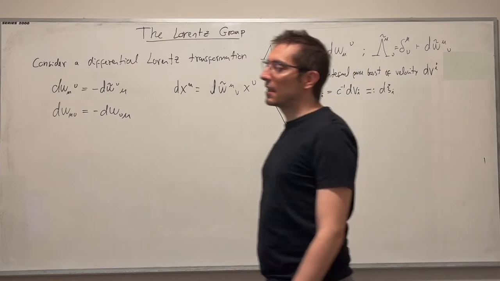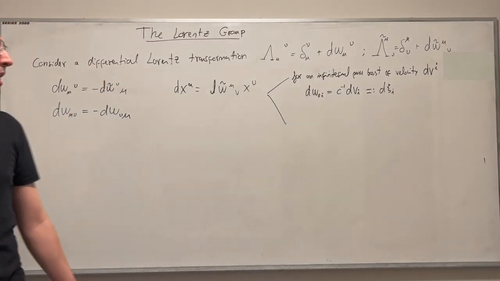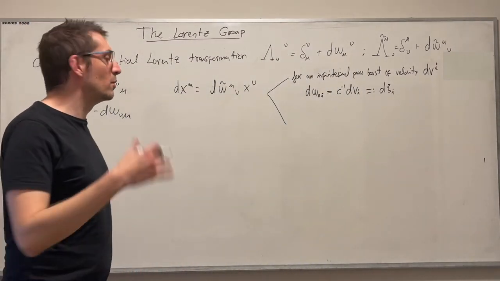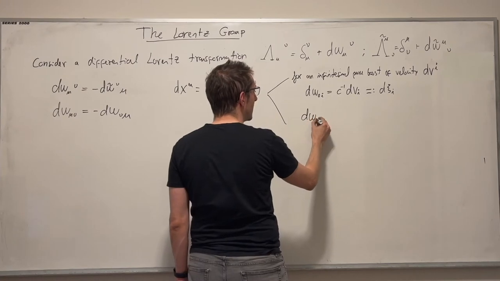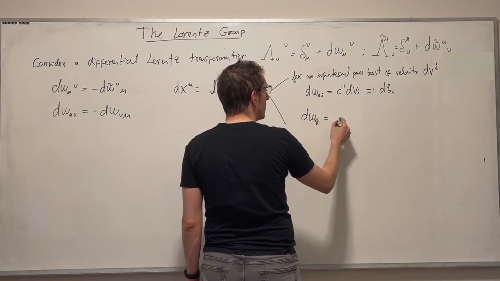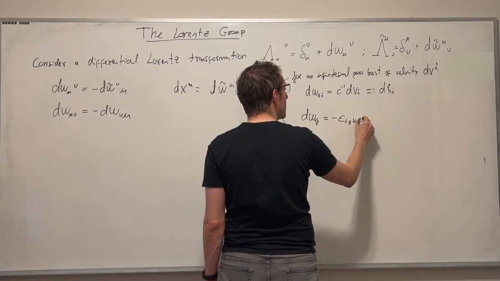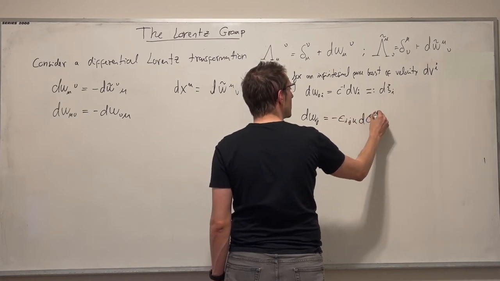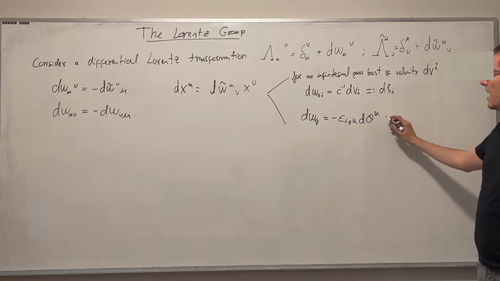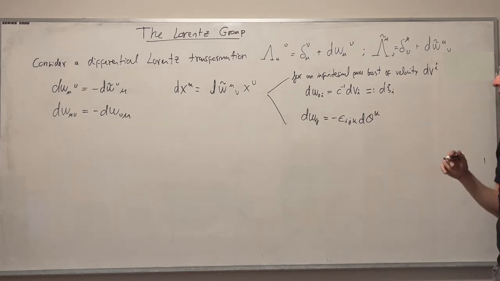Now we can do the same for an infinitesimal rotation, and for an infinitesimal rotation we obtain that dω_ij equals minus ε_ijk dθ_k, where these dθ_k are the angles of rotation in the clockwise direction.